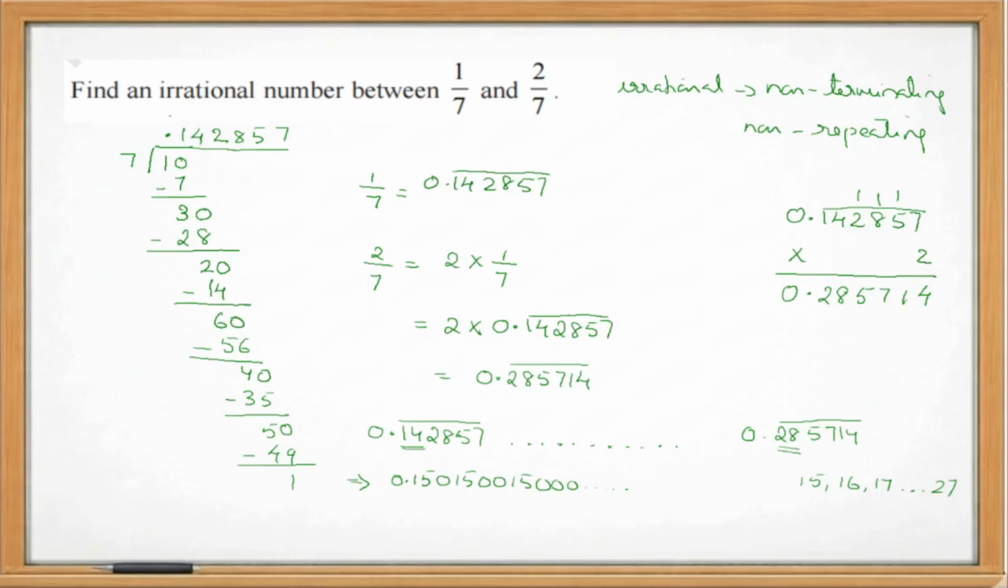You can take other numbers as well, as long as it is less than 28 and greater than 14. So you can take even 27, 0.27, like this. A pattern is forming, and here the numbers are not repeating. So these are the irrational numbers between 1 by 7 and 2 by 7. I hope you understood and this part is clear. Okay, now let us go to the next page.